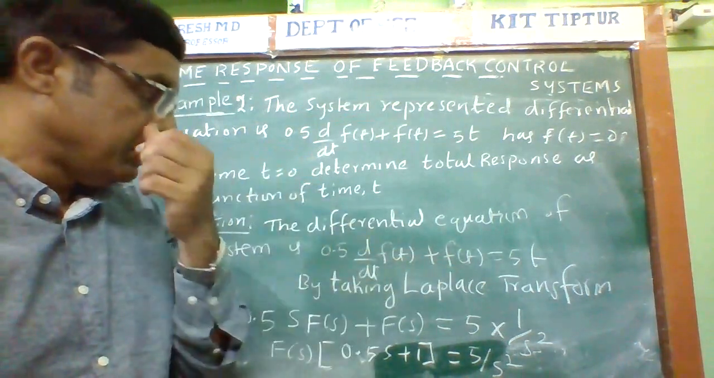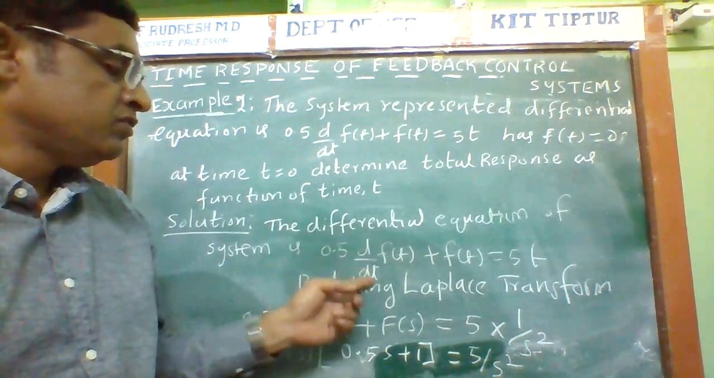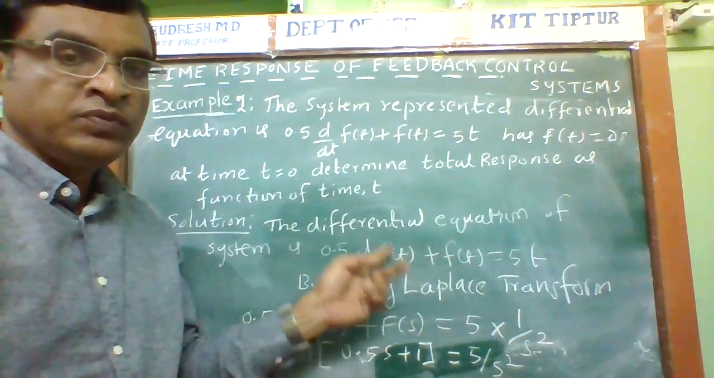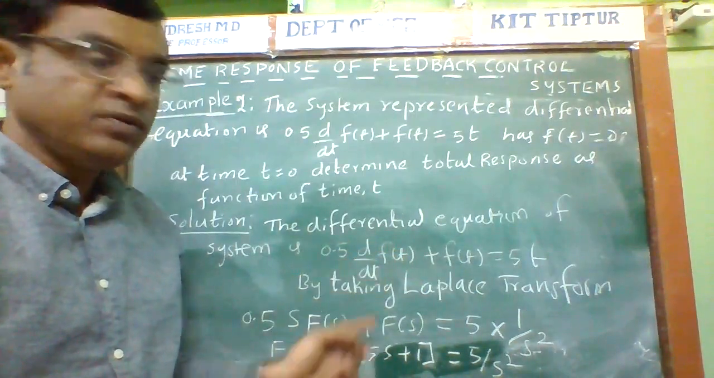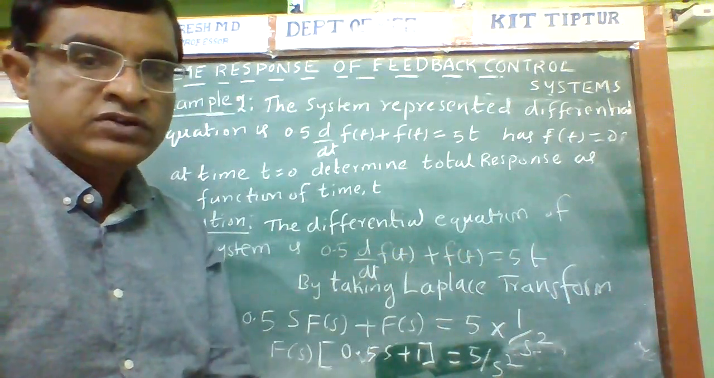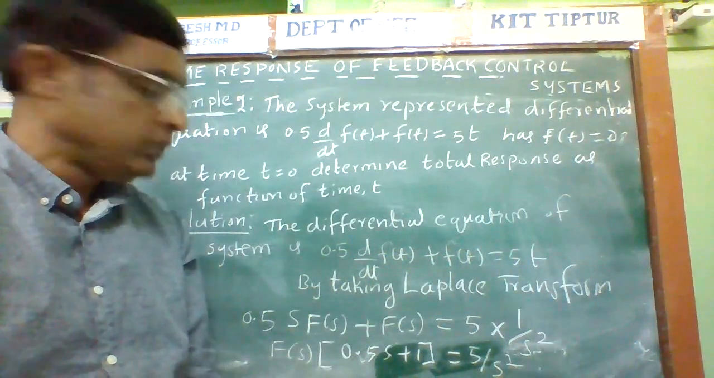Now by taking the Laplace transform of the differential equation, the Laplace transform of dy by dt is equal to s. If I take the Laplace transform, f of t becomes f of s. So here also f of s. So phi into t. Now the Laplace transform of t is equal to 1 by s square.